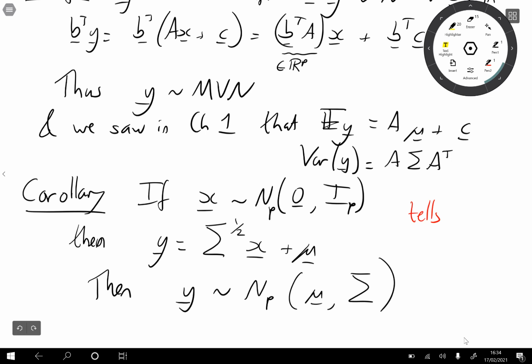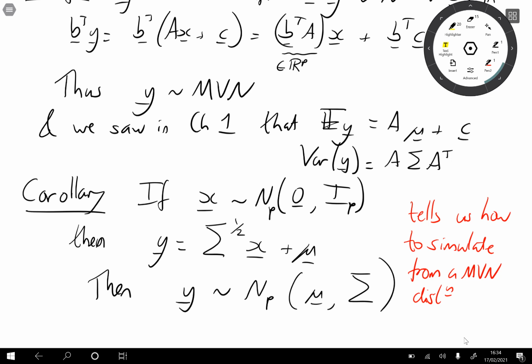So this tells us how to generate multivariate normal samples. We sample from independent univariate normals, put them all together into a vector, then we transform them by multiplying by the square root of the variance matrix and adding the mean.